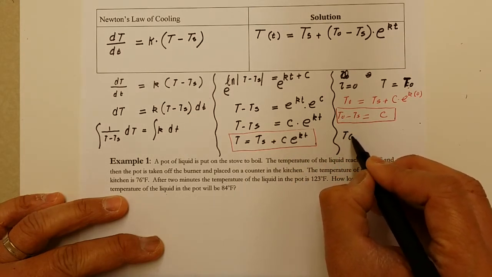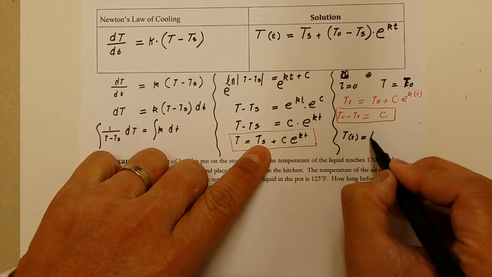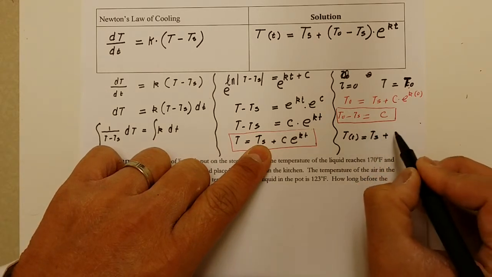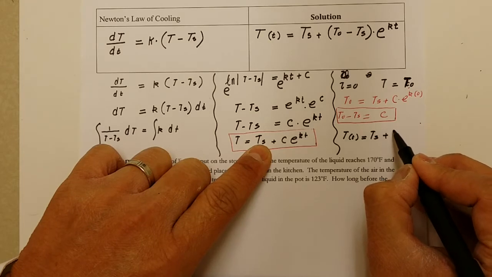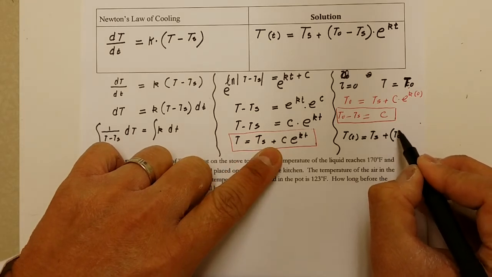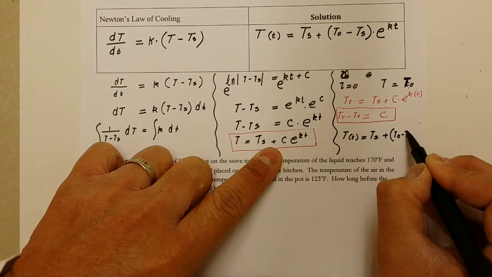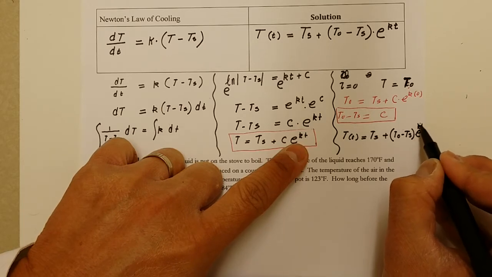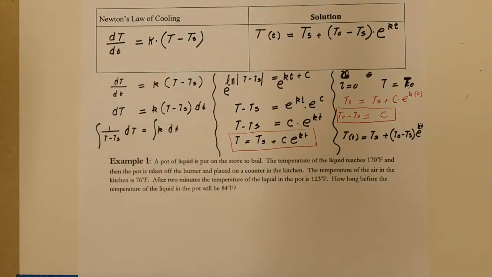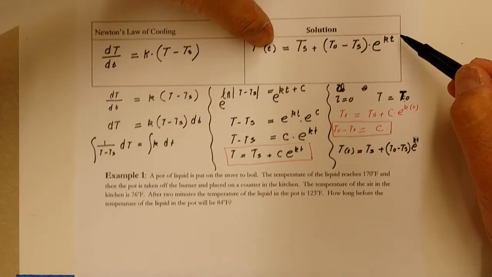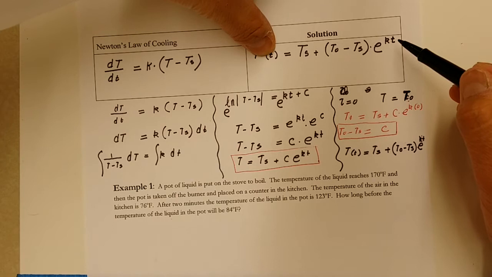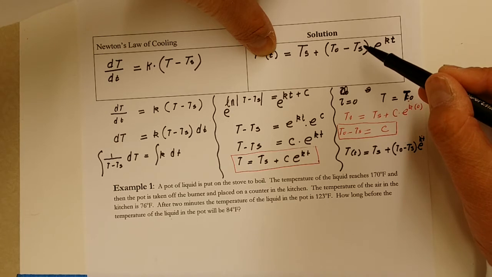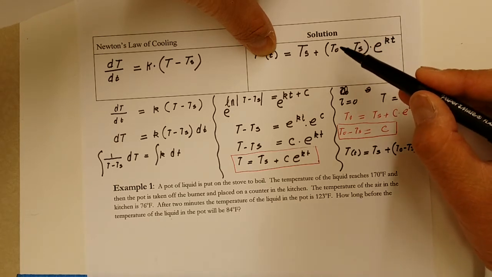That means that the temperature at any time can be found by taking the surrounding temperature plus T naught, which is your initial temperature, minus the surrounding temperature again, times e raised to the kt. So in order to find the temperature at any time, in addition to knowing what time is, we also need to know what the surrounding temperature is, and we also need to know what the initial temperature is.